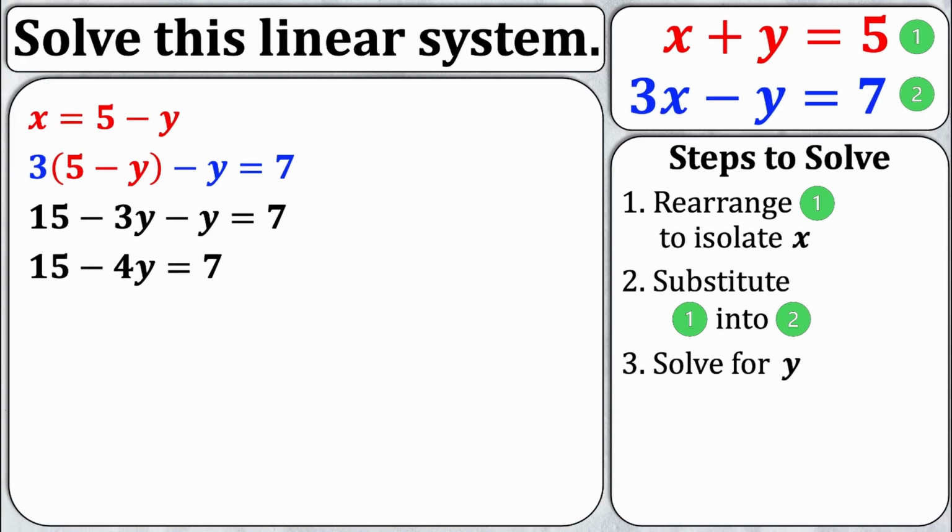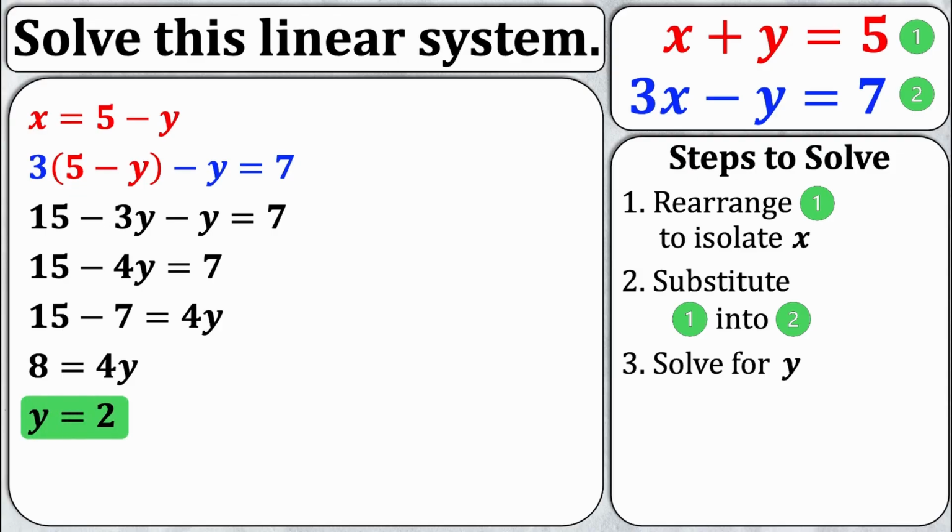I like to work with positive variables when I can, so instead of moving the 15 to the other side, I'm actually going to move the negative 4y to the other side, which will make it positive, and the 7 to the left side, which will make it negative. And if I do that, I get this line right here. 15 minus 7 equals 4y. If I do the subtraction, then I get 8 equals 4y, and then the final step to isolate y is just going to be divide both sides by 4, and therefore I get a y value of 2.